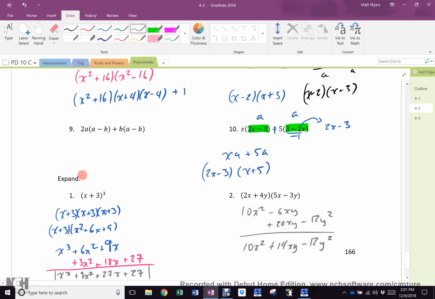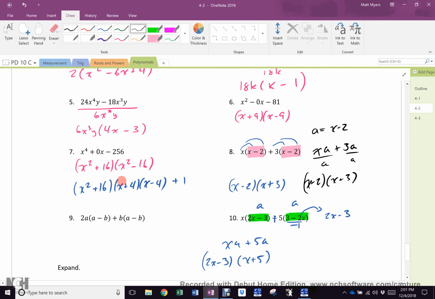Making this whole page out of 12 with the possibility of 13 out of 12. All right? Turn the page over.